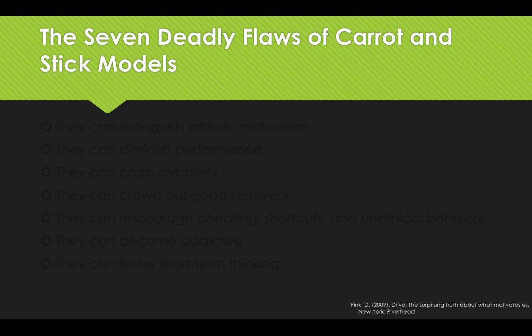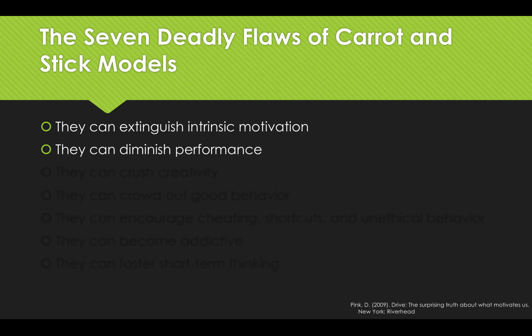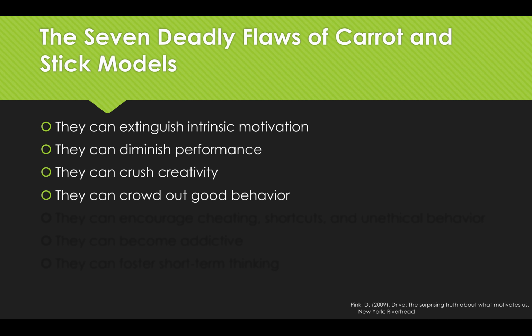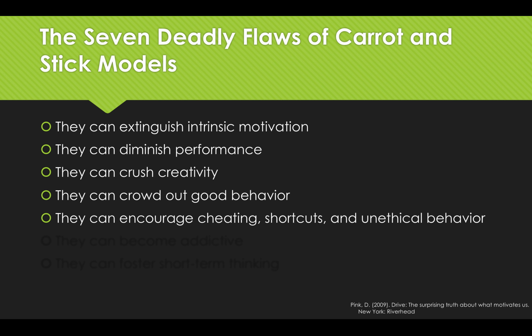Although that RSA Animate focused on economics, the same thing holds for the classroom. So to review the 7 deadly flaws of carrot and stick models, first off, they can extinguish intrinsic motivation. They can diminish performance. They do crush creativity. They can crowd out good behavior. They can also encourage cheating, shortcuts, and unethical behavior.